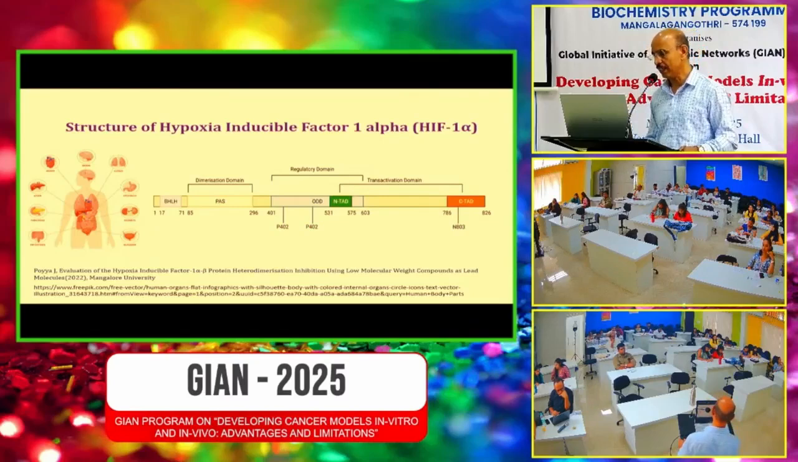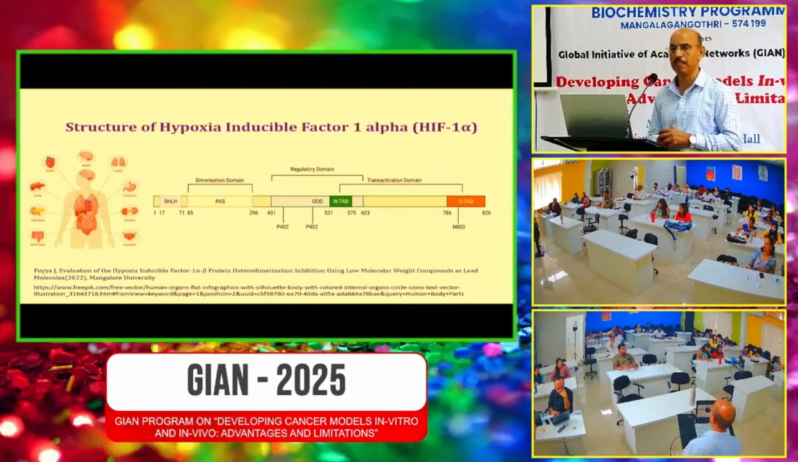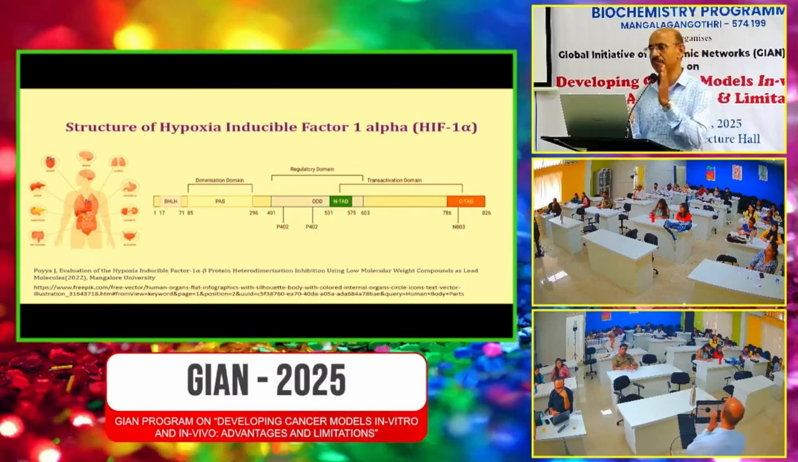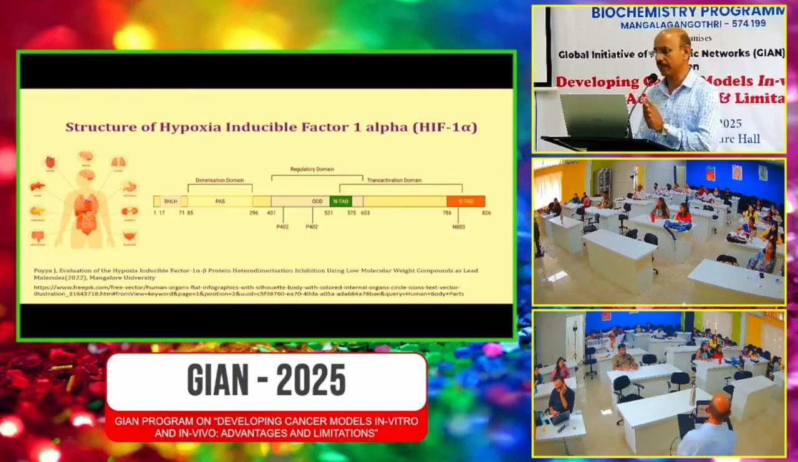And it also had an N-terminal domain and a C-terminal domain. We call this PAS domain the dimerization domain. This actually favors the interaction of this hypoxia factor 1 alpha with other proteins, which play a crucial role in bringing about the cancer.